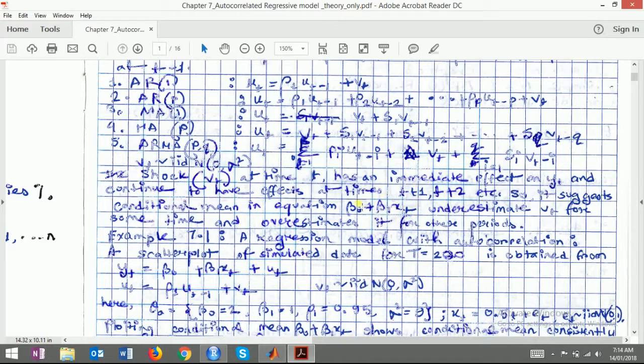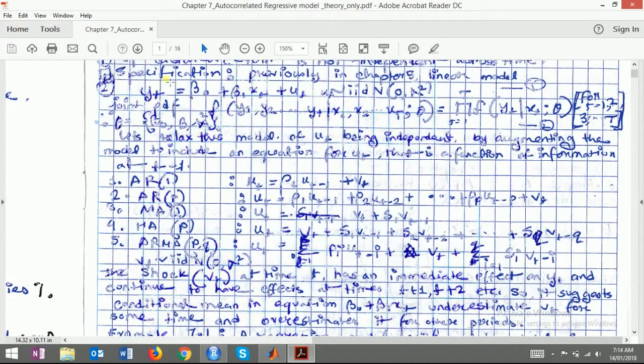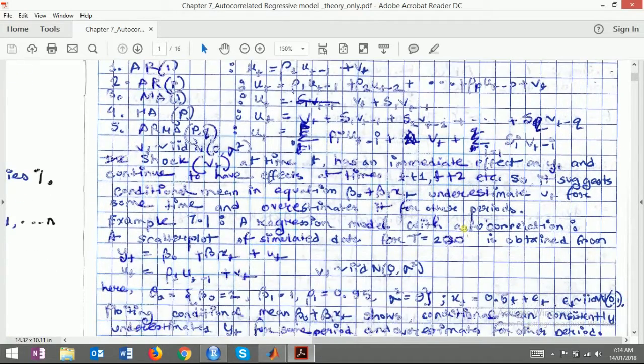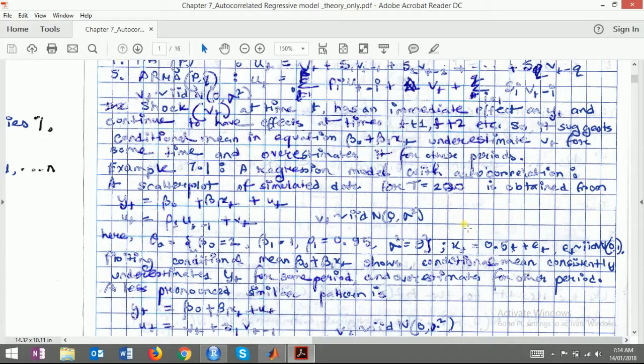So it suggests the conditional mean equation, beta naught plus beta 1 xt, underestimates yt for some time and overestimates it for other periods. So you see, if this is the equation we're talking about, and ut has an ARMA structure, it means it underestimates for some time, which is this part, and then overestimates forward, which is this part. So let's start with an example: a regression model with autocorrelations.